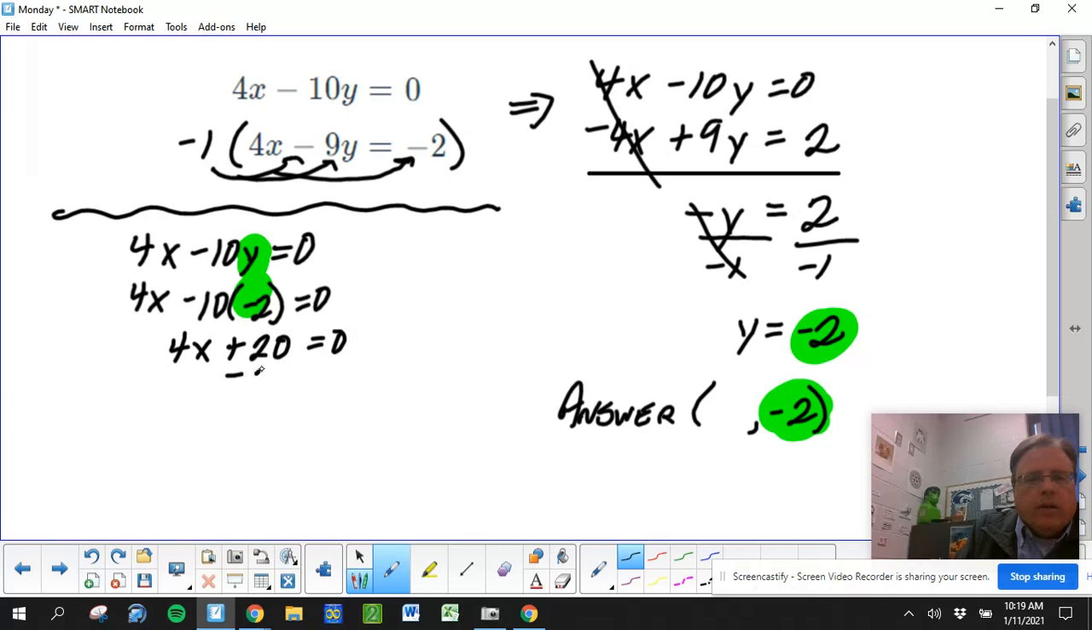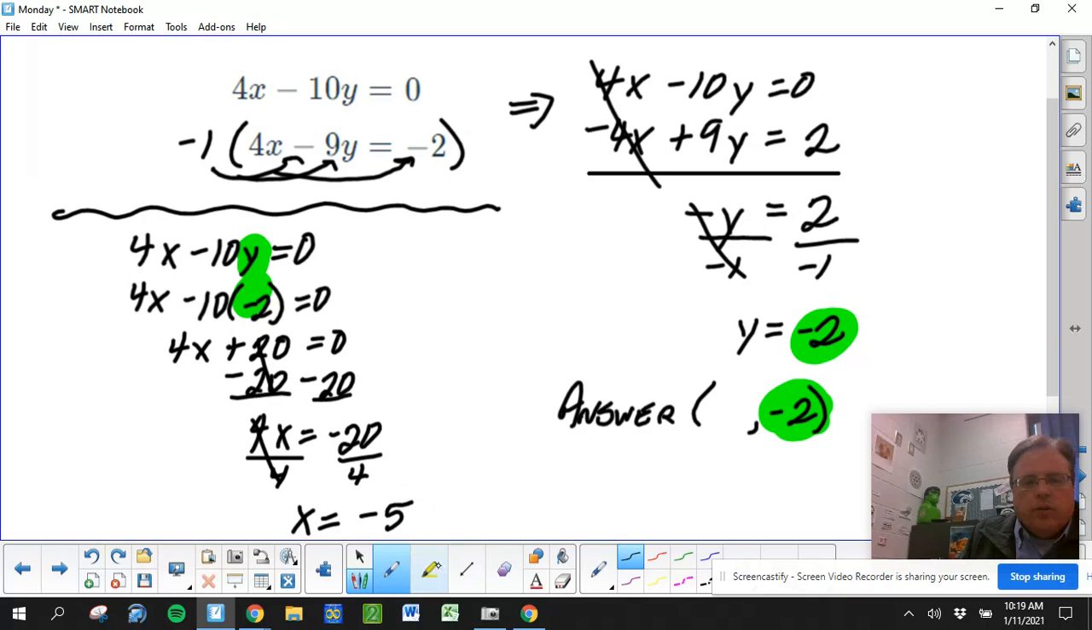To get x by itself, we'll subtract 20. We get 4x equals negative 20. Then we'll divide by 4. We get x equals negative 5. Remember now, this is a video, so you can always go back. Oh, meant to use yellow. You can always rewind. Basically, the same old steps we've taken over and over. And now we plug in negative 5.